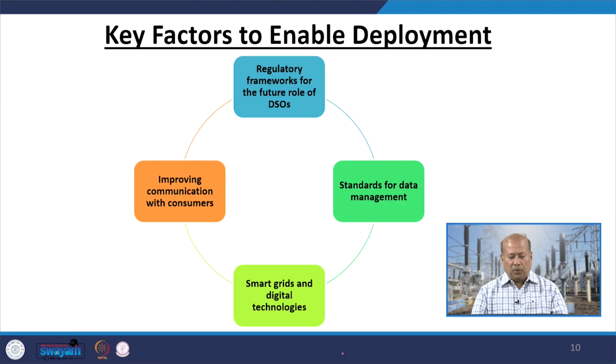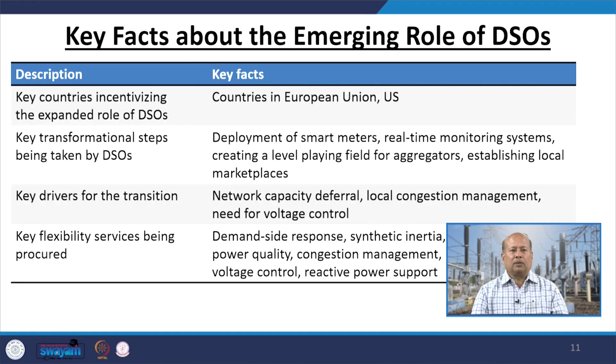Now, as I told you, we actually need standards for data management and smart grid and digital technologies, improving communication with consumers, and a regulatory framework for the future role of DSOs. So I think the DSO enablers must have those features to not only operate a distribution system and encourage DSOs, but also motivate consumers to seriously participate and take the benefit out of the DSO mechanism. So there are a few key facts that we can discuss.